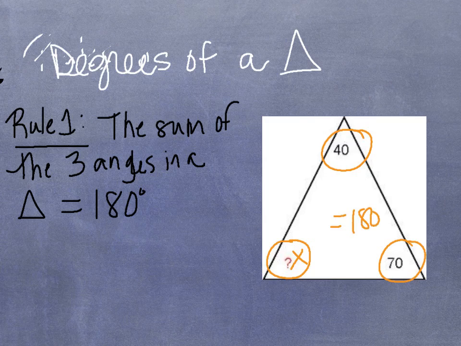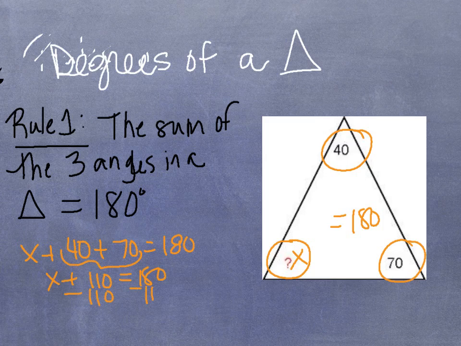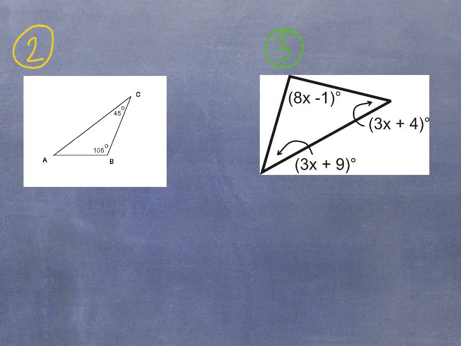So we can set up a formula: x plus 40 plus 70 equals 180, and we can solve for x. We know 40 plus 70 is 110, and then we just subtract 110 from 180, and we'll get that x is 70. So the missing piece in this triangle is 70. Alright, let's take a look at two more examples that show the same thing.